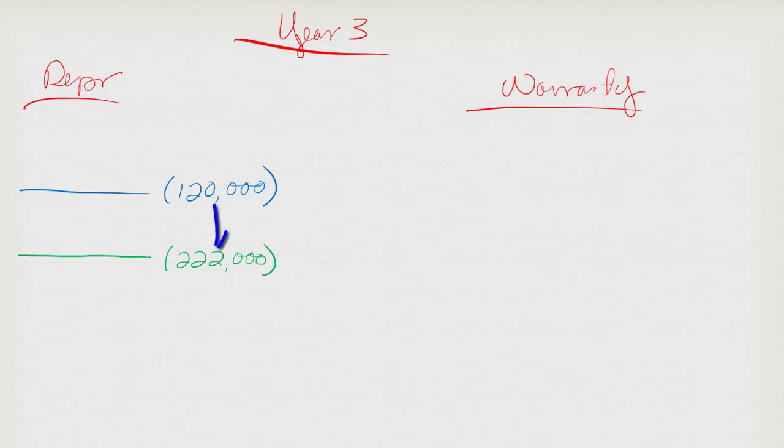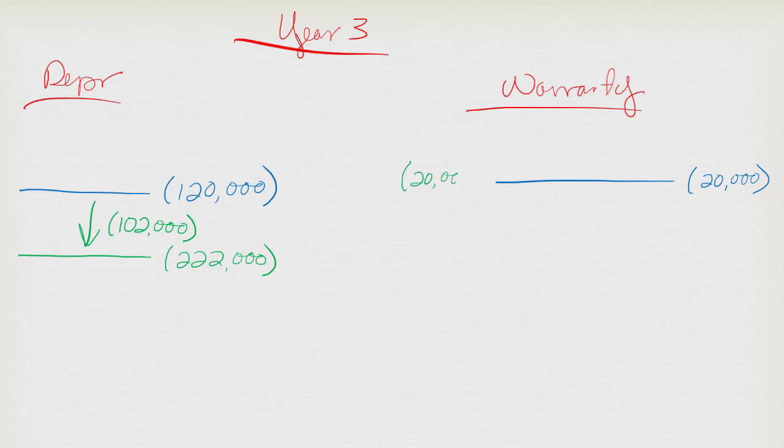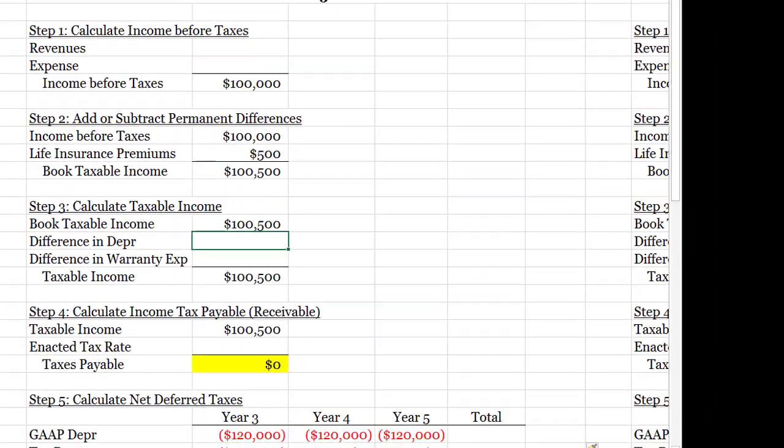So to get from $120 to $222, I've got to drop again $102. So that's my adjustment for depreciation. For warranties, the gap is $20,000, and we actually paid out $20,000. So this is the exact same number. Because of that, the difference is 0. If the difference is 0, there's no adjustment that needs to be made in this current year. So let's go back to our Excel spreadsheet so we can do the calculations.